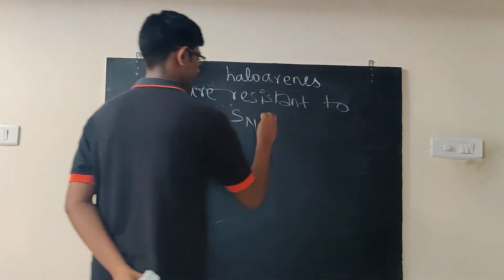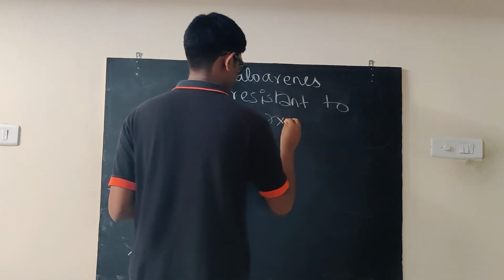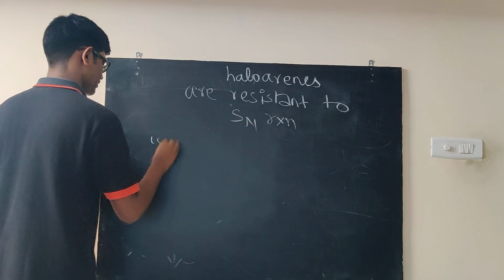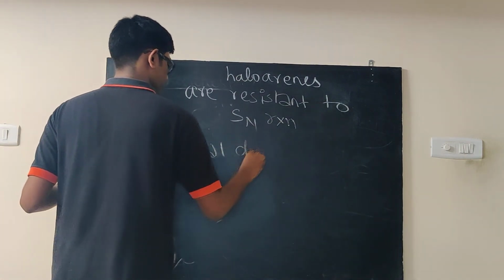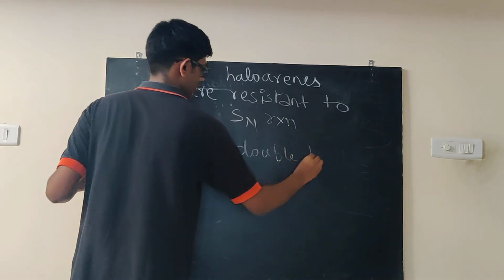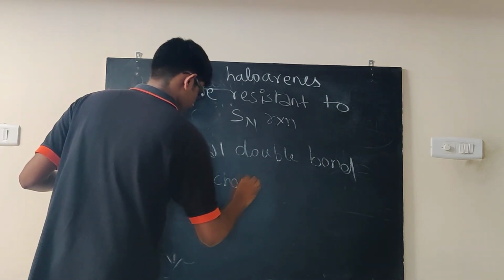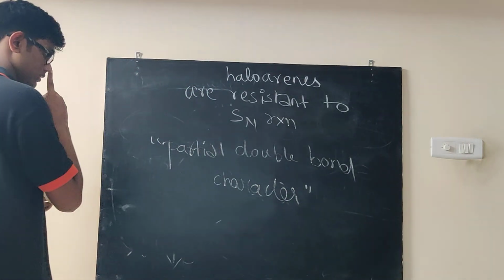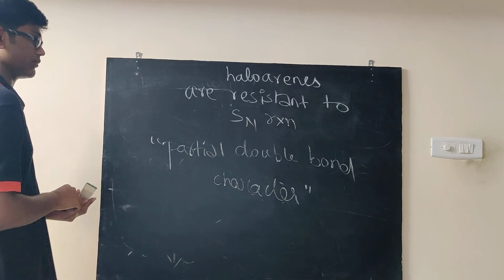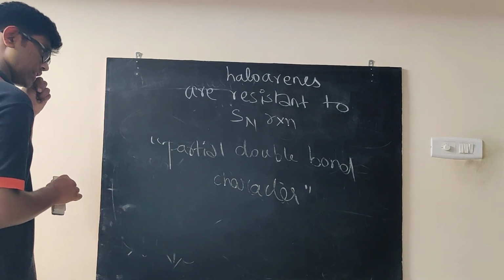Okay, so that's another fact you got to know. Please, in the exam, if you are asked this question, remember to write the words partial double bond character. Please remember to write those words because you know how crazy they are about keywords, right? So you want to keep that in mind. I think that's about it.